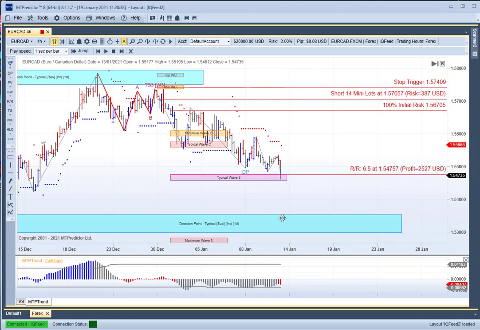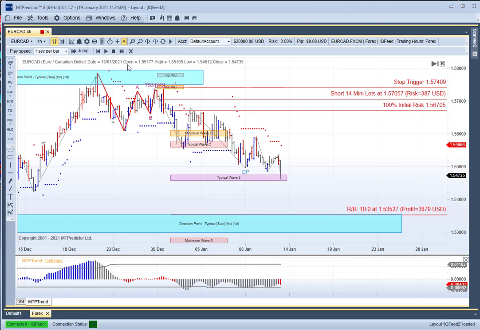So if you're a bit more experienced or a bit more of an aggressive trader with MTPredictor, you could look at this and say, rather than coming out at this typical wave 3 WPT, I'll look to try and extend this down into the higher time frame support zone. In other words, we're looking to use the higher time frame to gauge our larger degree trend. In other words, we're looking at the trend is down into this higher time frame support zone. And as you can see, that would have increased the profit from approximately 6.5 times to approximately 10 times the initial risk.